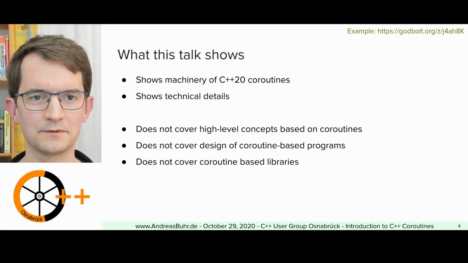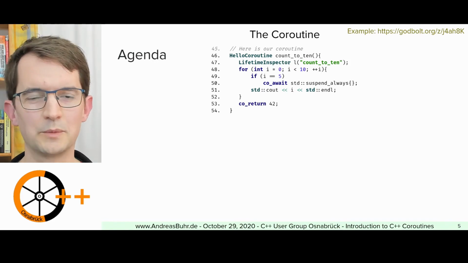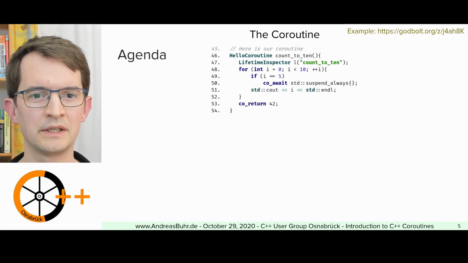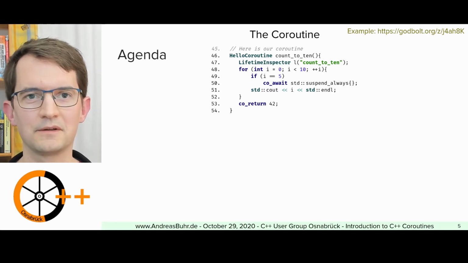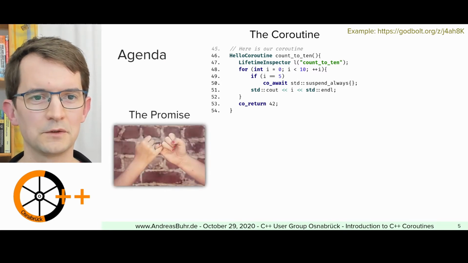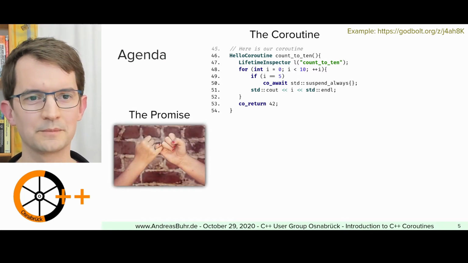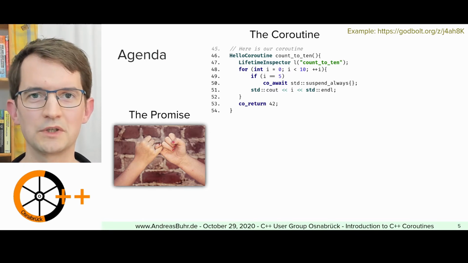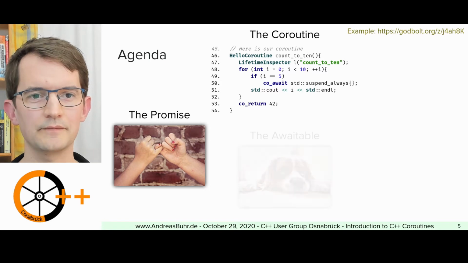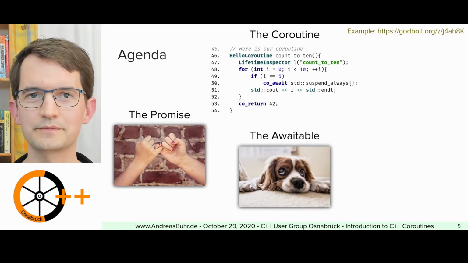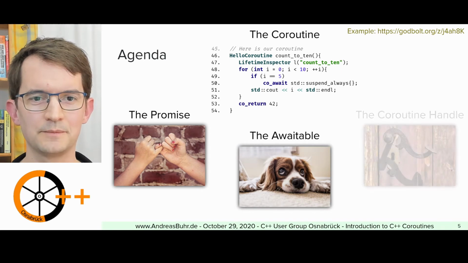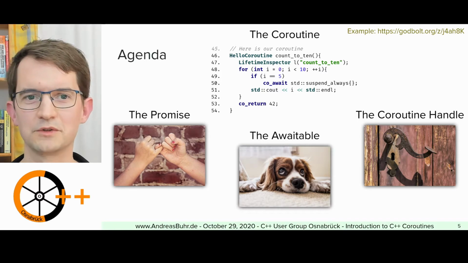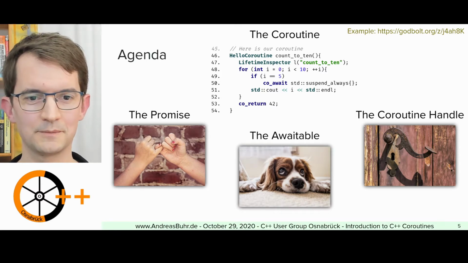This talk has 4 parts. The first part is about the coroutine, what it is doing, and then we will discuss 3 important concepts. First, the concept of the coroutine promise, which is quite different from other types of promise objects that you might know. Then the awaitable, and finally the coroutine handle. So this will be the structure of the talk today. So let's get started. The coroutine.